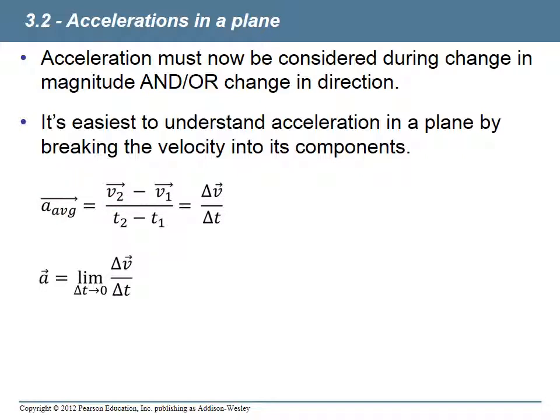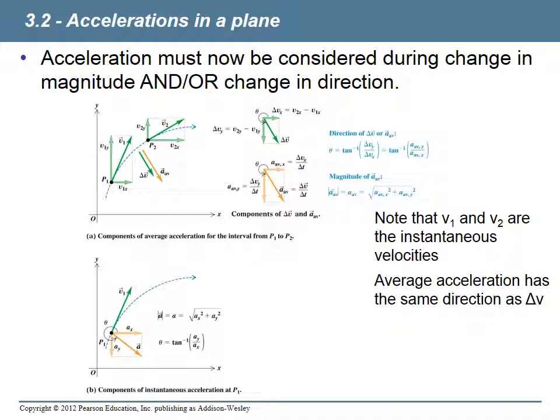Now we have vectors. It is the second velocity vector minus the first velocity vector divided by the time it takes to get there, or the change in velocity as vectors divided by the change in time. Again, the instantaneous acceleration would be the same exact change in velocity with time, but as the time interval goes to 0.